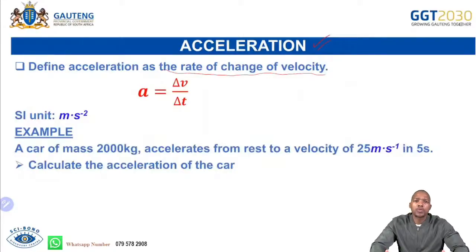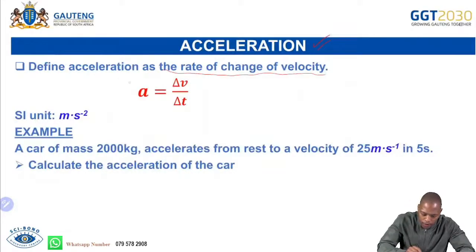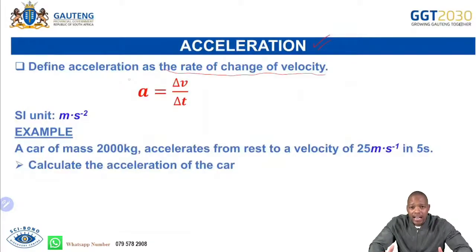I always say to people, think about the pedal in a car that is called the accelerator. If you press the pedal in a car, you watch the speedometer, it changes. So that's why it's called the accelerator, because its job is to change the acceleration or the velocity of the car, right? It changes the acceleration of the car. Therefore, acceleration becomes the rate of change. So the velocity must change over the time.